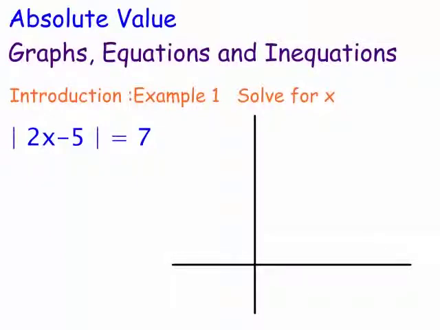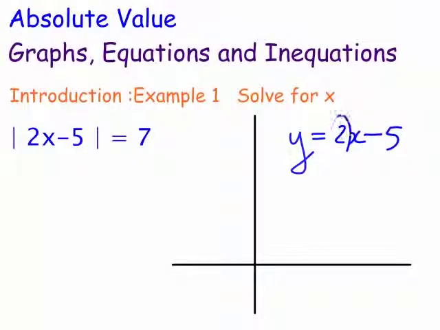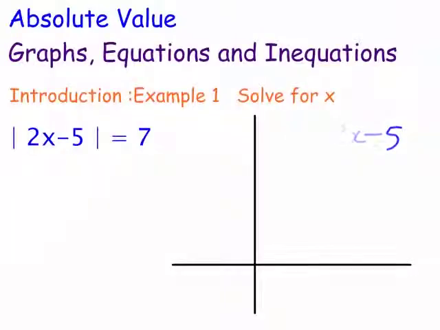If I think of 2x minus 5, and I think of the graph of y equals 2x minus 5, what would that look like? Hopefully we know that if I was drawing the graph of y equals 2x minus 5, then the minus 5 is the y-intercept, and this 2 at the front is the gradient. That would actually be a straight line. So let's try and draw that straight line, y equals 2x minus 5.